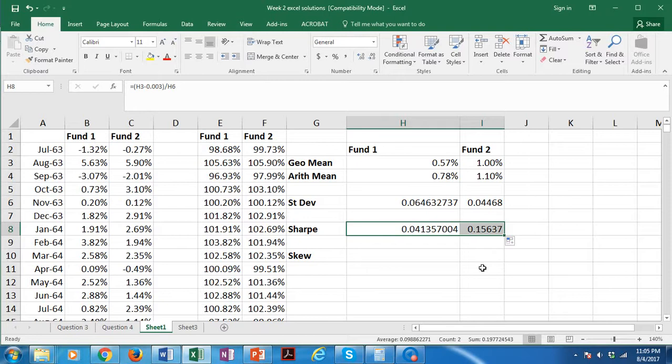Now, we already know that Sharpe ratio measures the excess return per unit of risk. Since Fund 2 is generating higher excess return per unit of risk, Fund 2 is performing better than Fund 1.